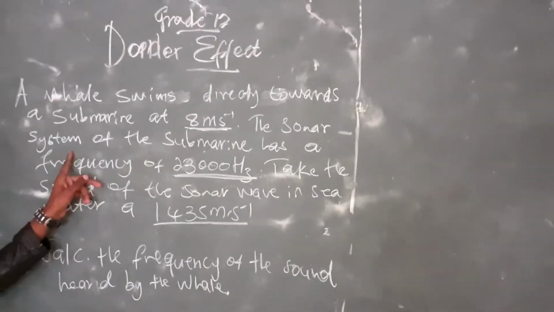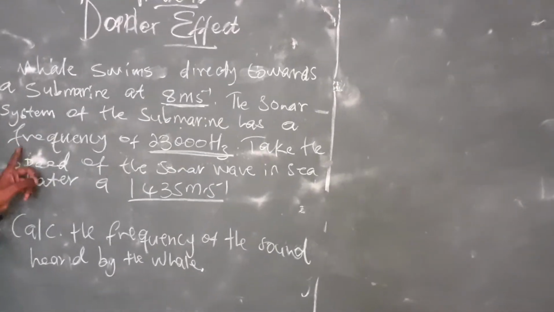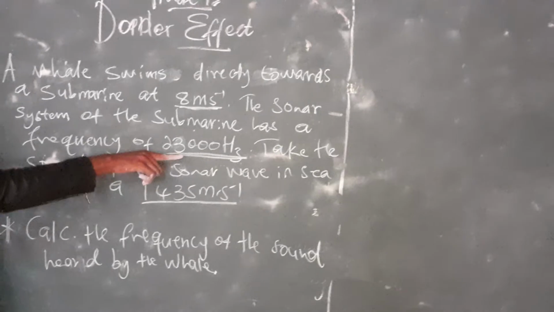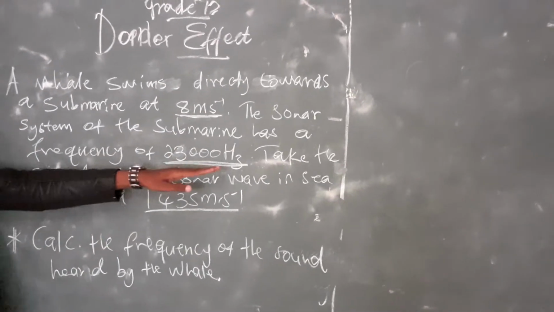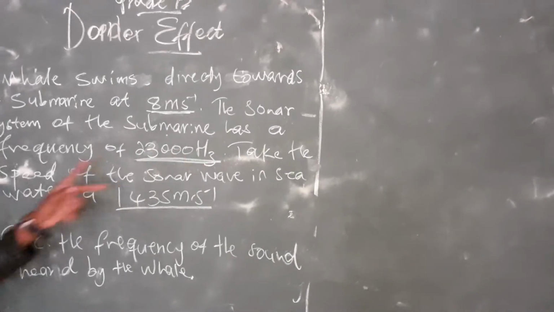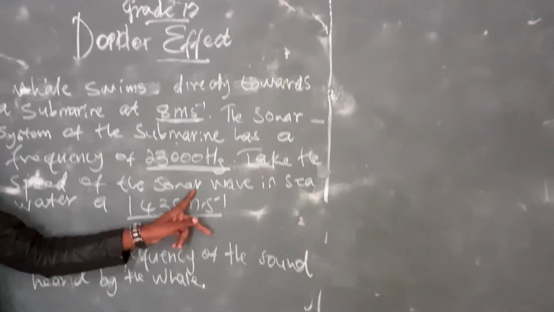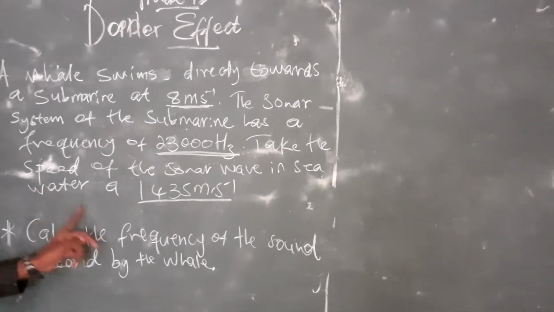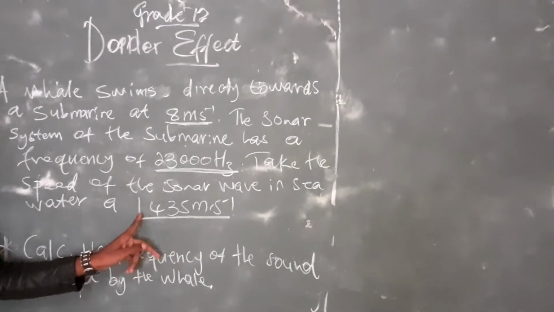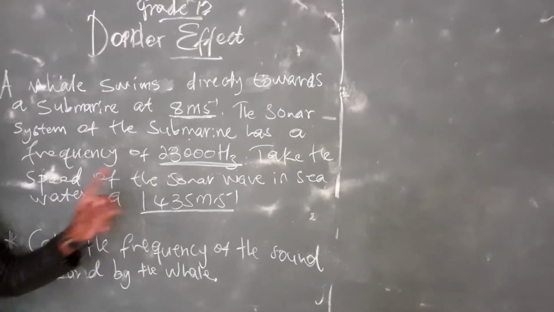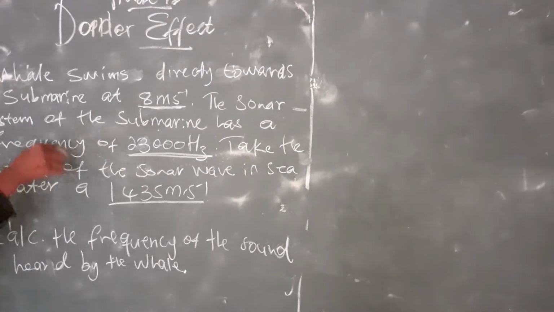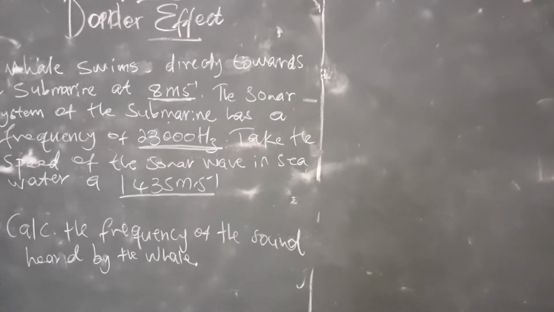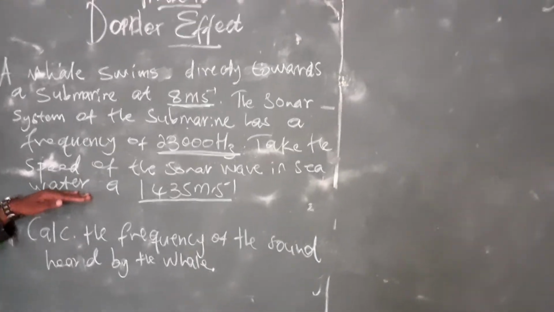The sonar system of the submarine has a frequency of that. This is the frequency of the sonar system. Now they are saying that we should take the speed of the sonar wave in seawater as 1,435 meters per second. This is the speed of sound in this water. So now they gave us the speed of sound in the water.